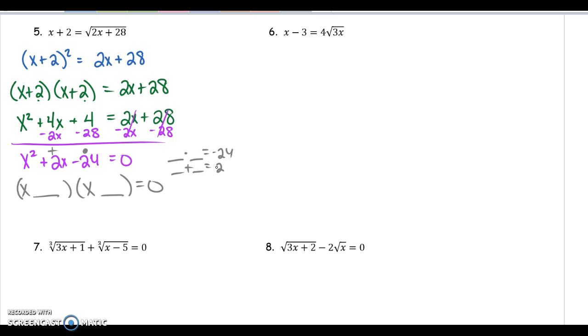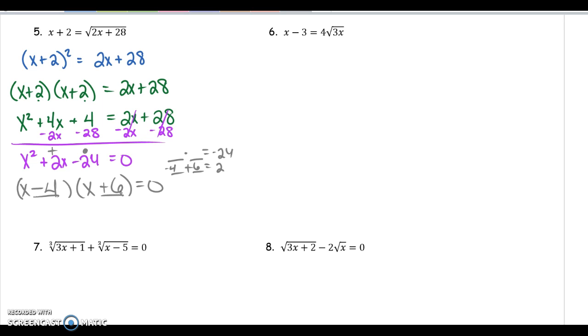So let's see, 24. 2 times 12, no. 3 times 8, no. 4 and 6, it'd be negative 4 and positive 6. So minus 4 and plus 6. Now that is the factored form.